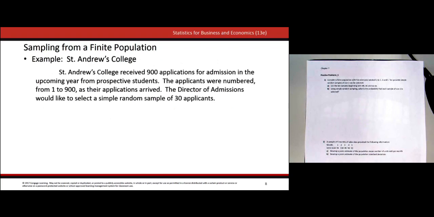Let's look at this example. Steve Andrews College received 900 applications for admission in the upcoming year from prospective students. The applicants were numbered from 1 to 900 as their applications arrived, and the Director of Admissions would like to select a simple random sample of 30 applicants. In this case, the population is not large. It is only a population size of 900, and we would like to select 30 out of 900.